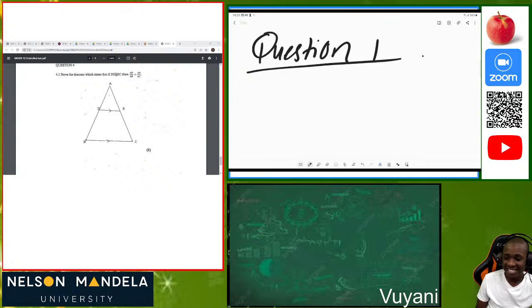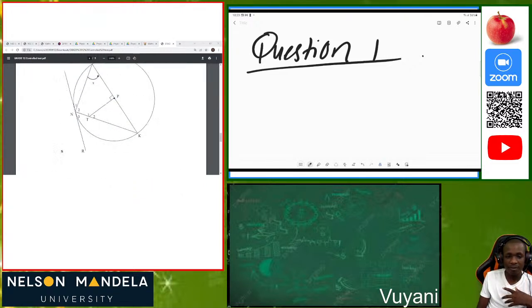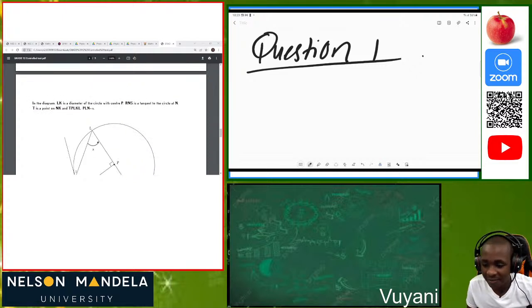Today, I'll be doing the control test for 2018. I want us to be ready for our first control test, which I believe we're going to write tomorrow. If not tomorrow, it's going to be on Monday or the next coming week. So I want us to practice this question paper. It has some relevant information which you might find very helpful.